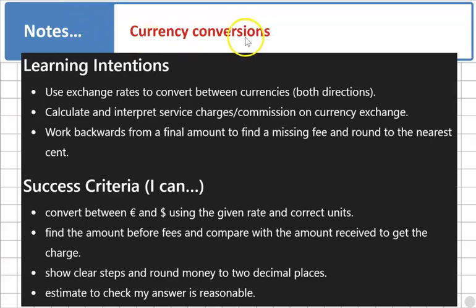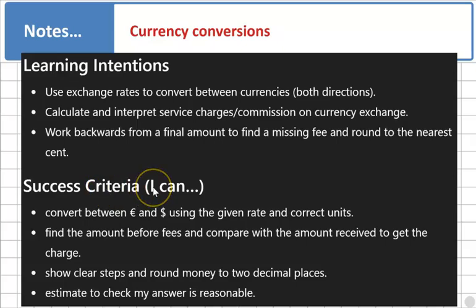Currency conversions. Learning intentions. Use exchange rates to convert between currencies, both directions. Calculate and interpret service charges or commission on currency exchange. Work backwards from a final amount to find a missing fee and round to the nearest cent.